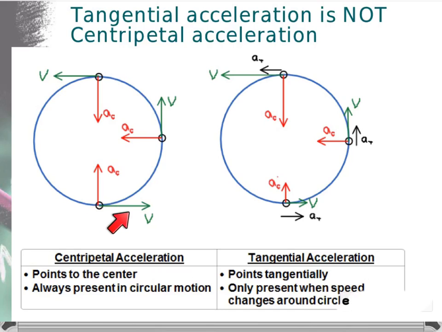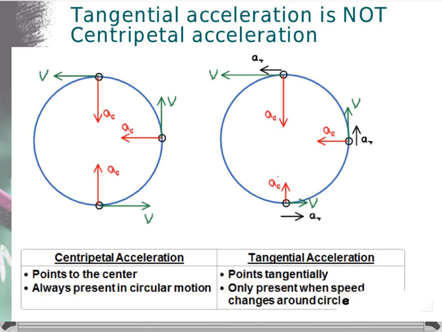Even when we're going at a constant angular or tangential speed around the circle, so this would be uniform circular motion, going at the same speed over and over again, we still have centripetal acceleration, which changes the direction of our velocity. If we have something spinning up or slowing down, that is when we start to have tangential acceleration. Notice in this picture on the left, there is no tangential acceleration. When you are going at a constant speed around the circle, you do not have any tangential acceleration.